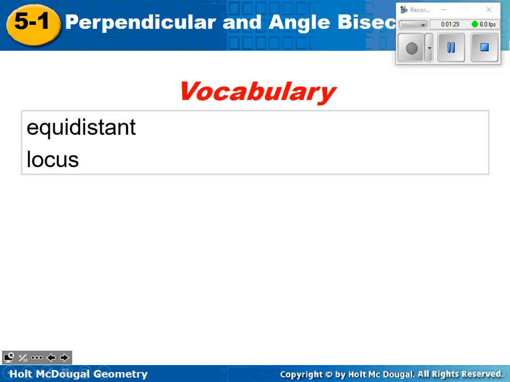So, a couple words. Locus, we're not going to focus on too much, so don't stress about locus. It will not be on your vocab test, so you can cross it out. It's not on your paper. You can make a note to yourself, locus is not on our vocab test.